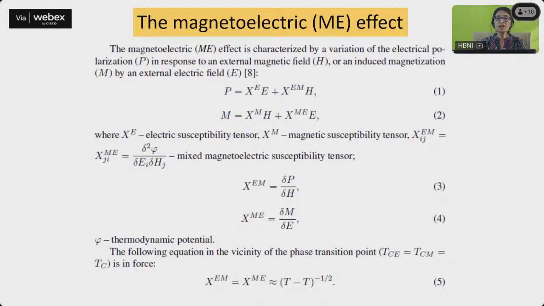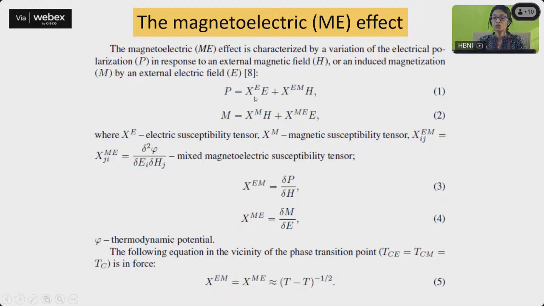In previous cases, what we saw is that you're seeing a change in magnetization because of an external magnetic field. You're seeing a change in the electric polarization because of an electric field which is applied. But the magnetoelectric effect is different. You are applying a magnetic field and you're seeing a change in the electric polarization. Or you are applying an electric field and you have an induced magnetization coming in. So this is how it is expressed.